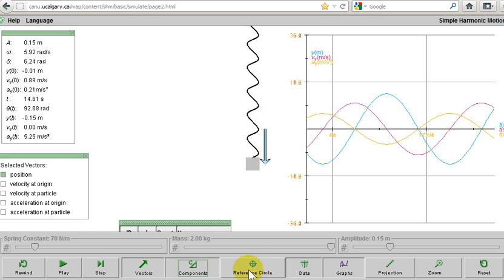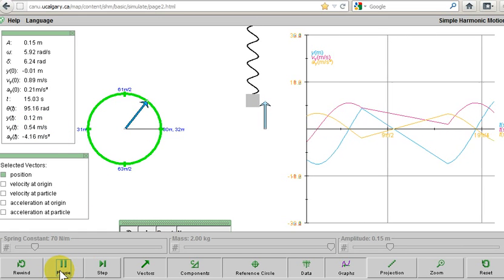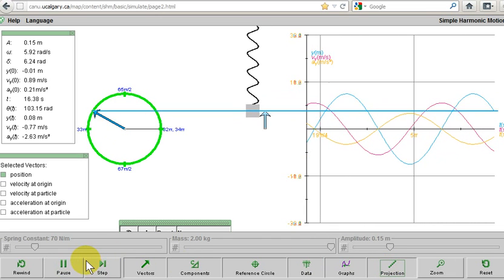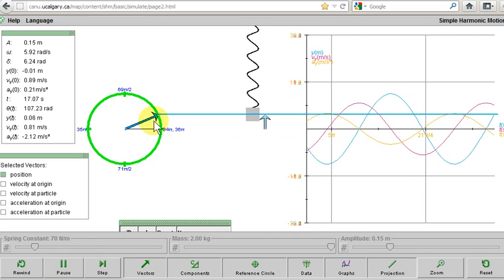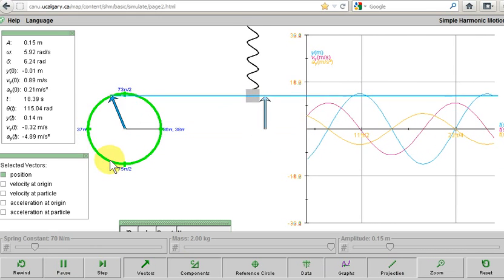Now we can also bring up a reference circle. Earlier I said that the motion of a particle undergoing simple harmonic motion can be modelled by a point moving uniformly on a circle whose radius is equal to the amplitude of the motion. The amplitude is 0.15. We can show a projection here. So the point is moving uniformly around the circle. Speed is constant.